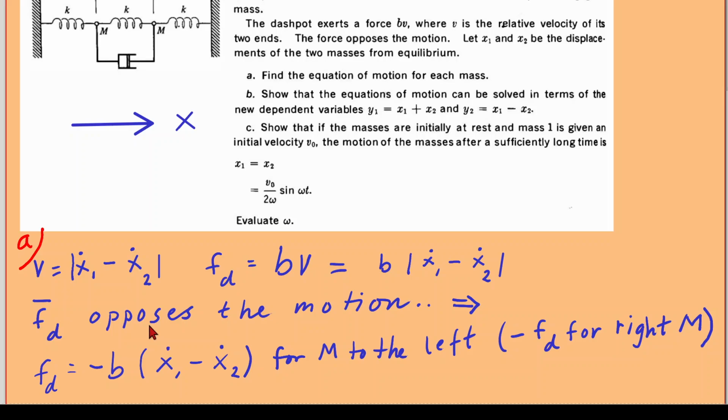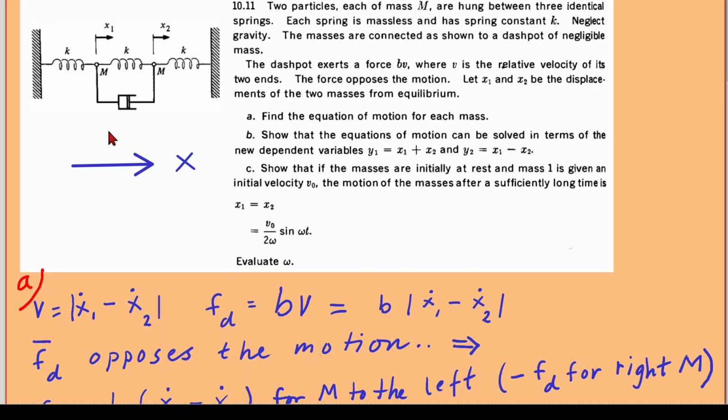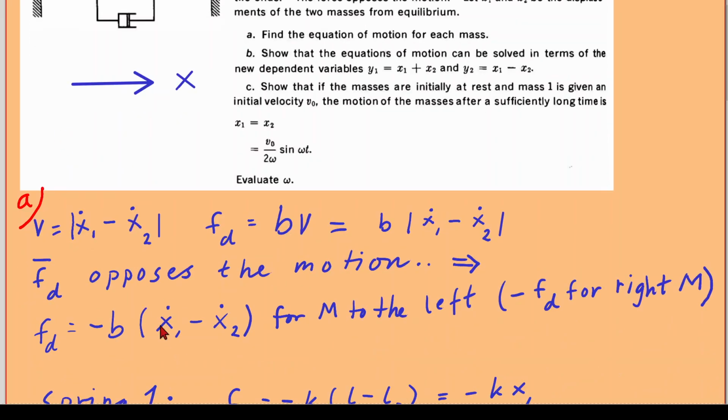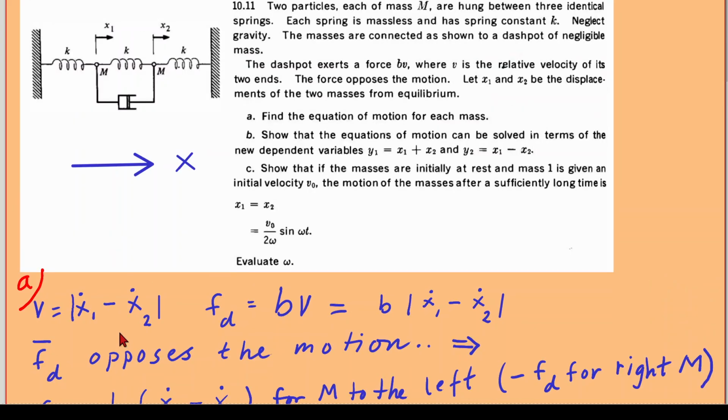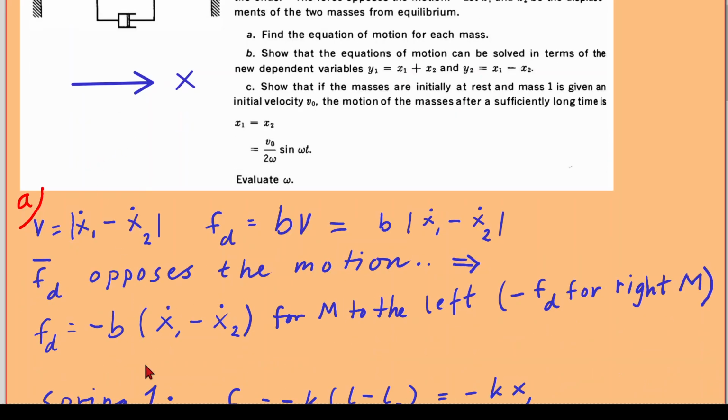So it makes sense, and if x1 dot is in the other direction, then this is a negative number times another negative number, which is positive. So if the velocity is in that direction, the force will be in the positive direction. So that is a formula that seems to work pretty well.